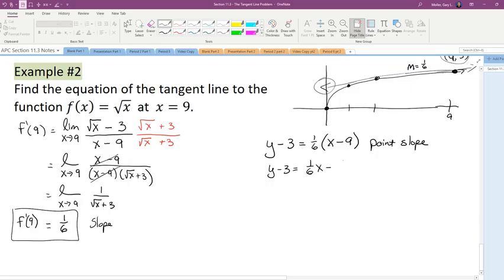9 over 6 is 3/2, so I add 3 to both sides, and obviously I get 1/6 x, and I have negative 1.5 plus 3, so that's going to be positive 1.5. And that is pretty close to what I had estimated. So there is our equation of that tangent line.